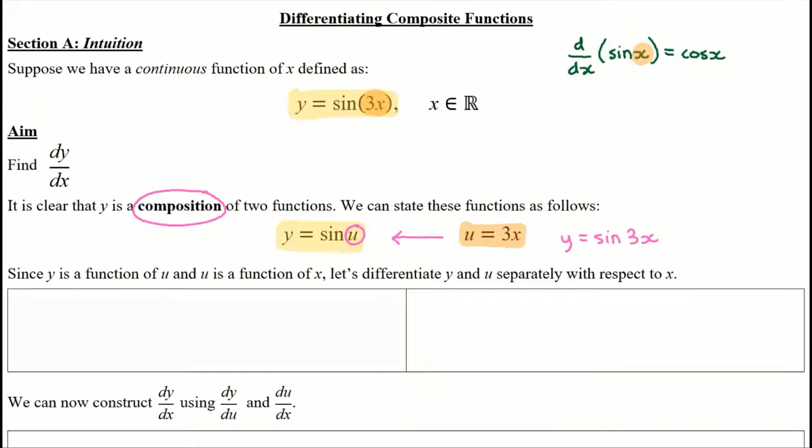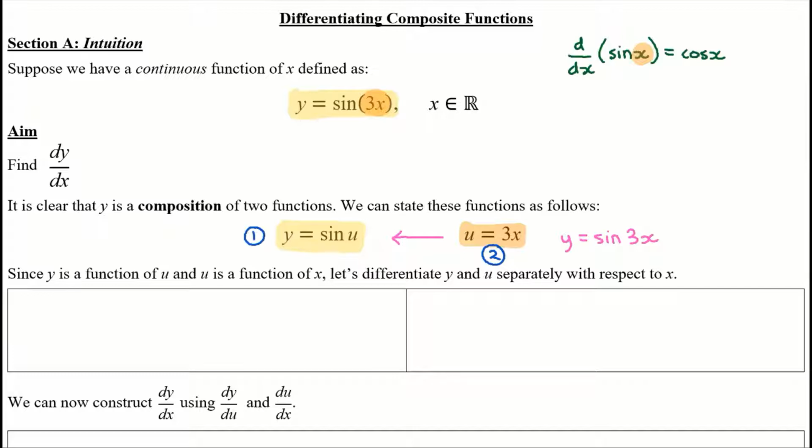Okay, so how does this help us differentiate y equals sine 3x? Well, we can do it in the following way. And you can have a go at this yourself. What we could actually do is differentiate this function separately, and we could also differentiate this function separately. So if we're differentiating equation 1, y equals sine u, then what are the variables?